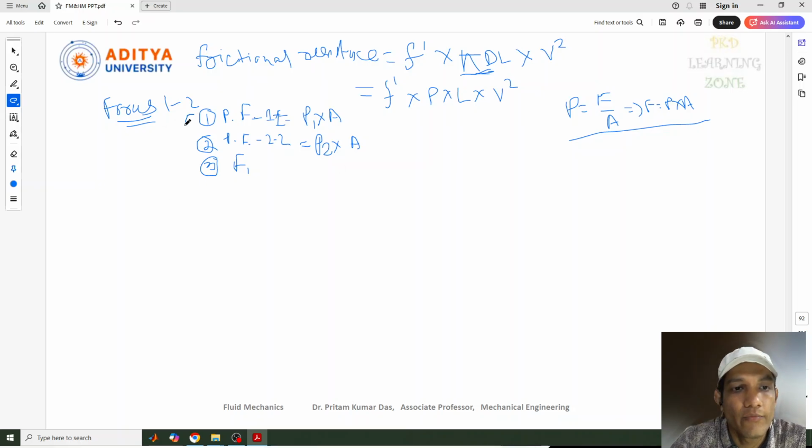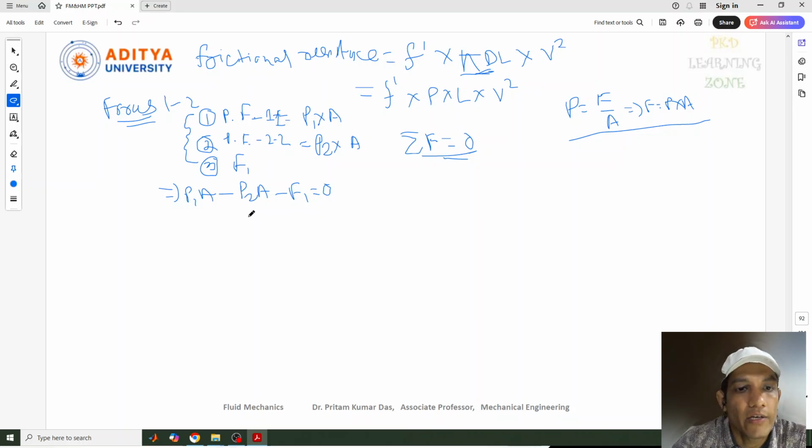Now these are the three forces. Let's resolve these forces in the horizontal direction, in which the fluid is flowing. For resolving, we know that we can write summation of force equal to 0. So what are the forces there? Let's write P1A in the forward direction, minus P2A in the reverse direction, minus F1, this is also in the reverse direction, that is equal to 0.